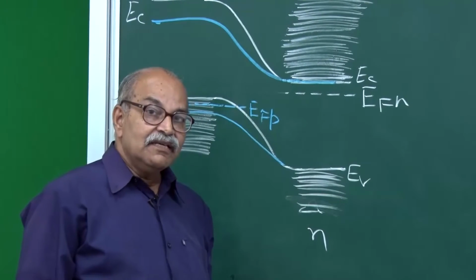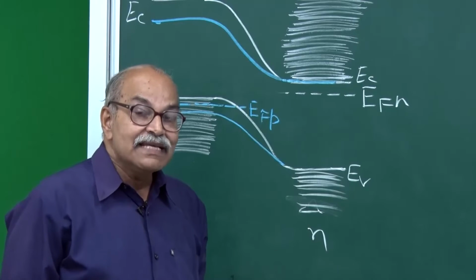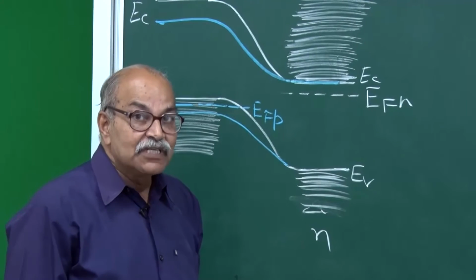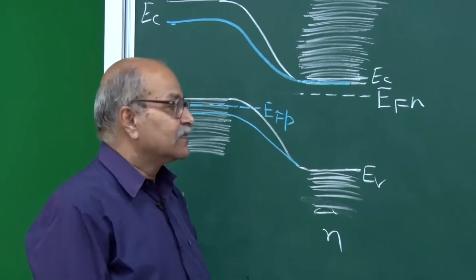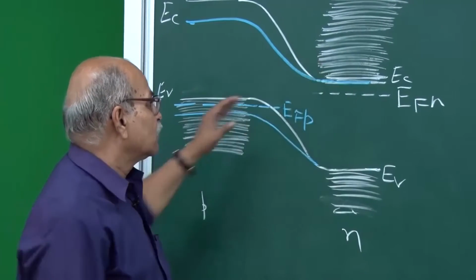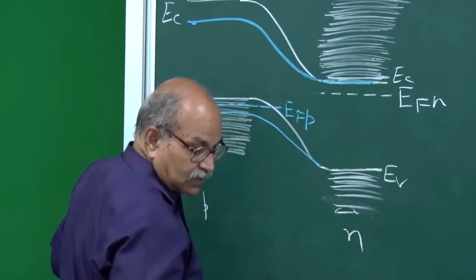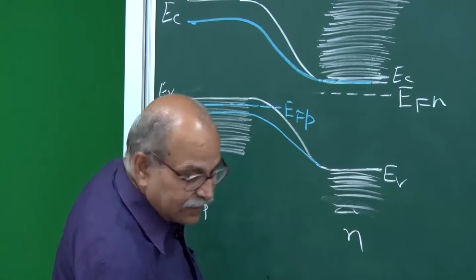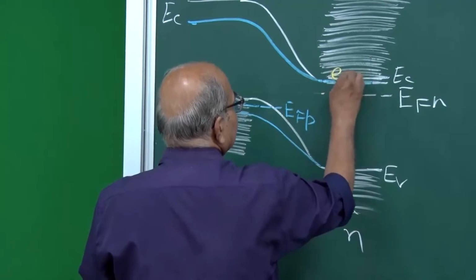Now look at the majority carriers, diffusion of majority carriers. So start from here, N side. The majority carriers are electrons. You have all those electrons here.